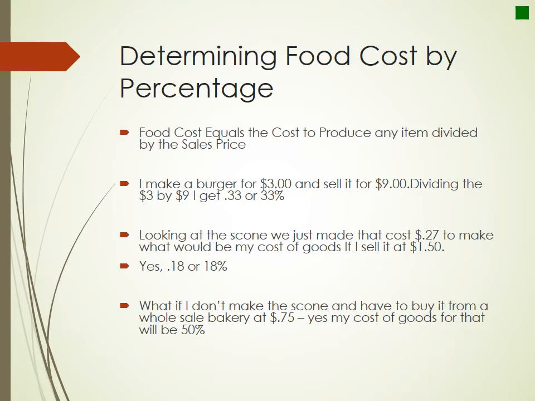We looked at this slide earlier, but a little review is a good thing. Food cost equals the cost to produce any item divided by the sales price. So if I make a burger for $3 and sell it for $9, dividing the 3 by 9, I get 0.33 or 33%. Looking at the scone we just made, it cost 27 cents to make. What would be my cost of goods if I sell it at $1.50? That's right, 0.18 or 18%. But what if I didn't make the scone and I have to buy it from a wholesale bakery at 75 cents? Yes, my cost of goods for that would be 50%.